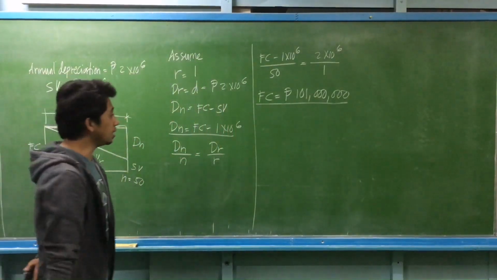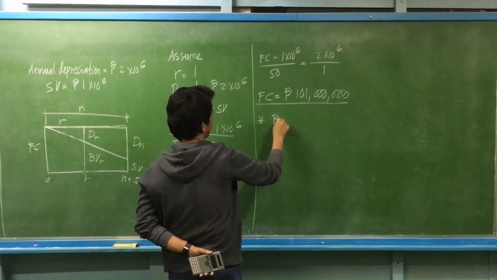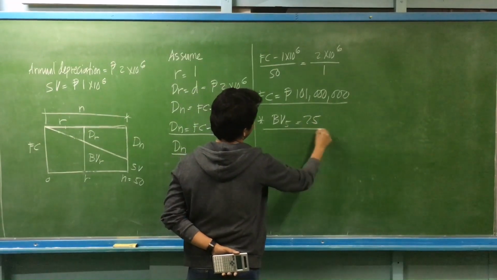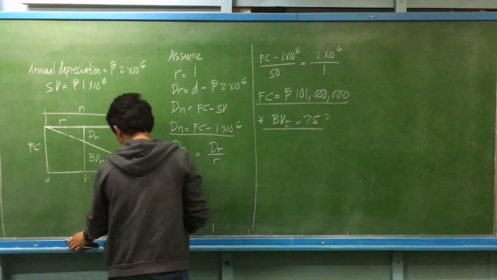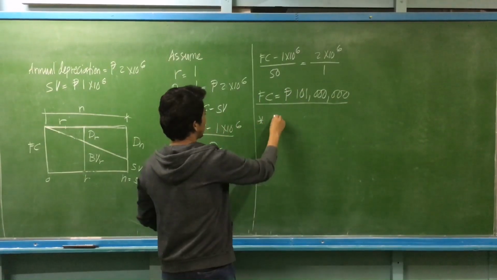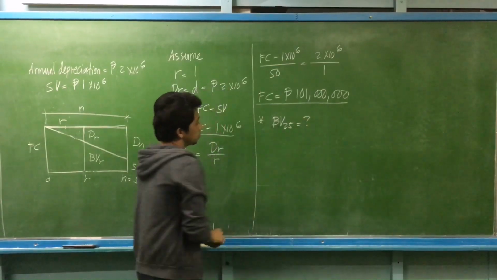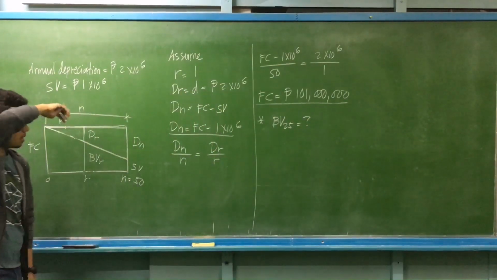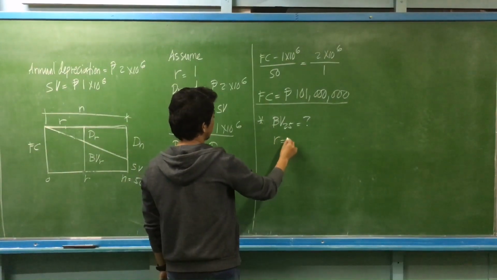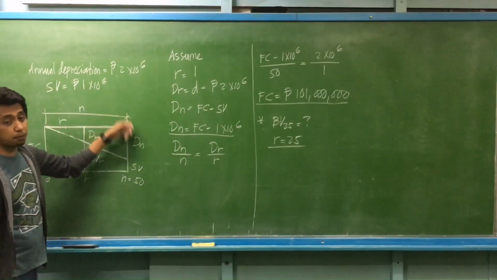Yung next question kanina, or yung follow-up question nyo ito kanina is, the book value after 25 years. Ano ba yung book value after 25? So sabihin lang natin, book value 25. So what is the book value of the building after 25 years? So i-assume lang natin that is at R is equal to 25. Yun lang naman. Then ratio and proportion.